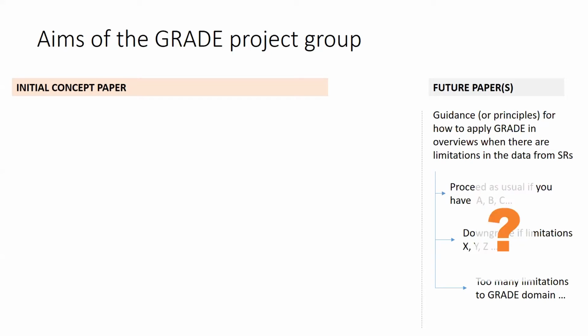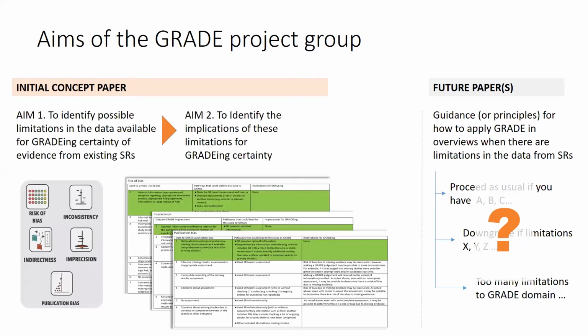But there are many challenges we need to get across before we can provide specific guidance on how to do that. And so the bulk of our work to date has been focused on some conceptual work, particularly in this conceptual paper, in which we have two main aims. The first of which is to identify possible limitations in the data available for grading certainty. And the second is to identify the implications of these limitations for grading certainty. Both of those aims will feed into guidance and provide the basis for guidance downstream.